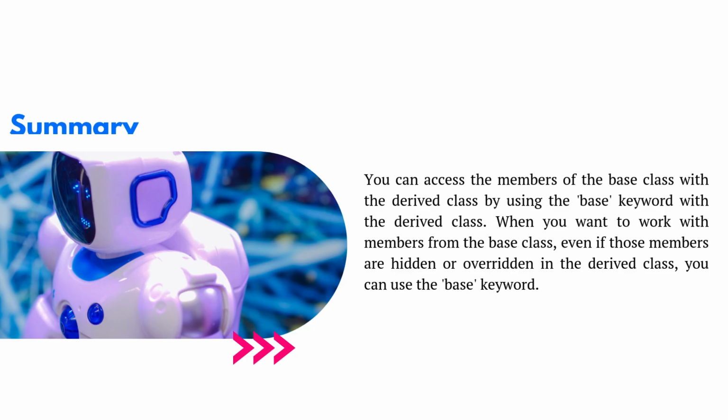Summary. You can access the members of the base class with the derived class by using the base keyword with the derived class. When you want to work with members from the base class, even if those members are hidden or overridden in the derived class, you can use the base keyword.